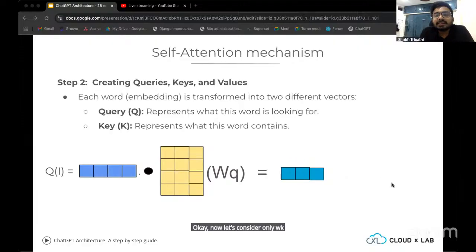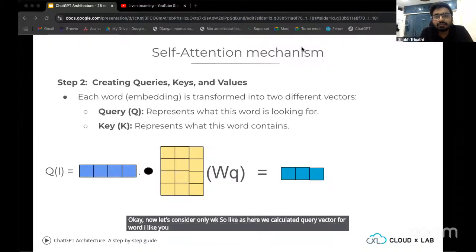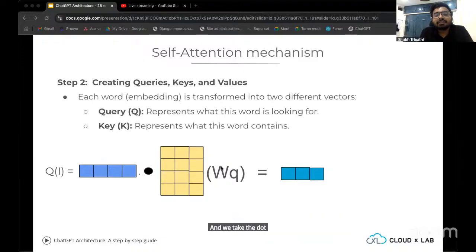As here we calculated the query vector for word I, QI represents the query vector of word I. We take the dot product of the embedding vector, this blue one, with WQ. When we repeat this for each word, it will give us these three values.